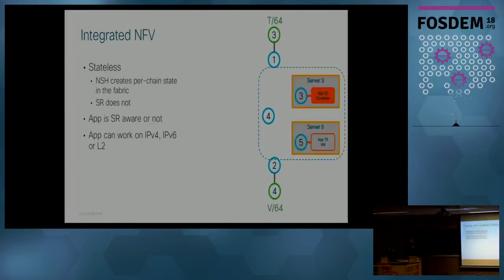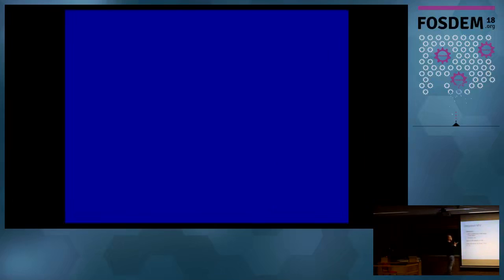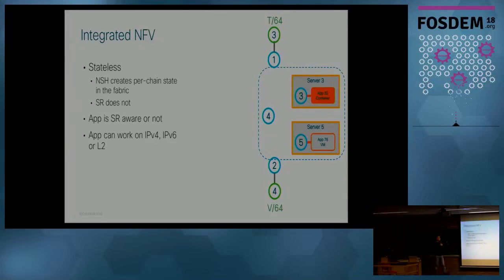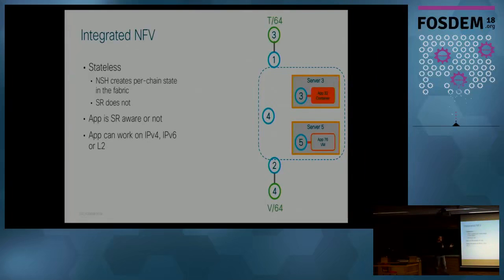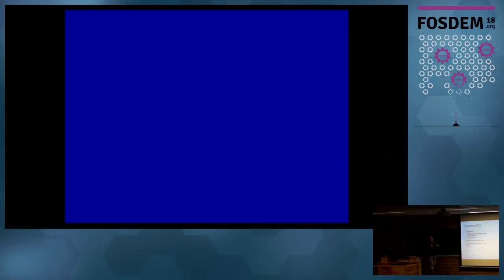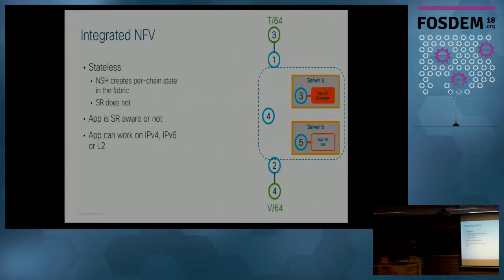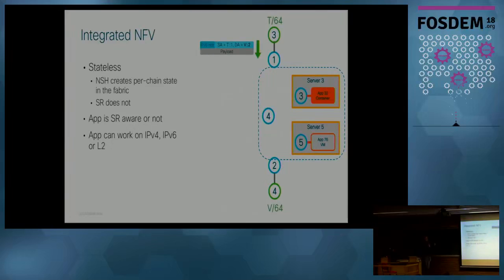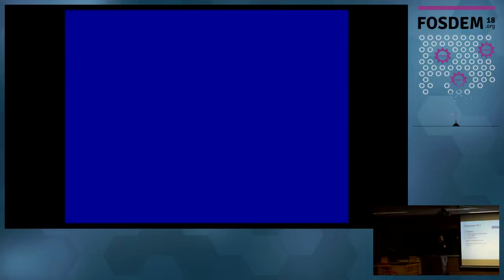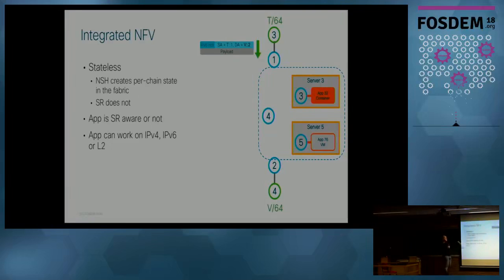And in the same way, I can also have integrated NFV. The good thing about segment routing is that, as opposed to NSH, we are not creating any per-chain state in the fabric. We have developed mechanisms such that the applications can be segment routing aware or not, and we can do IPv4, IPv6, and layer 2 traffic. Let's give the same example that we had before, but in this case we want low latency and an SR chain that goes through 2 appliances on server 3 and server 5.